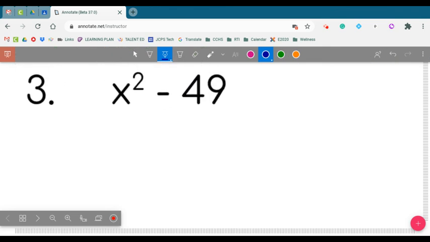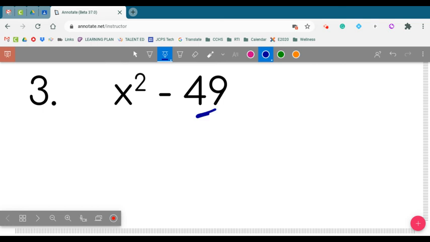Okay, the next one. This one is kind of one that looks a little bit different. We talked about it in our notes briefly yesterday, but I kind of want to go over it again. So this one I have x squared minus 49. Anytime you have x squared and you have a minus sign, and then this last number is a square root, you're going to have a certain factor, but we're also going to talk about how this one doesn't have a b value. We don't have a number next to x.